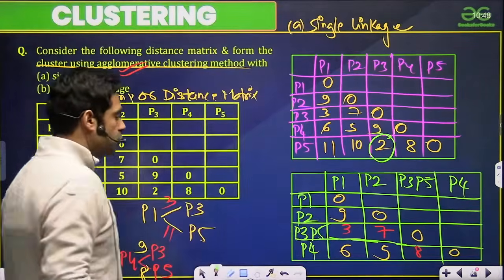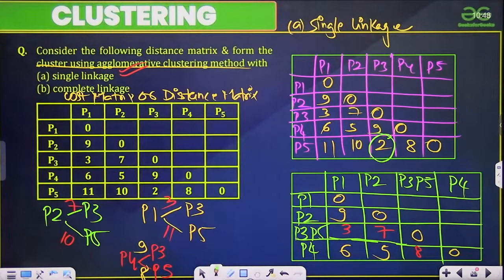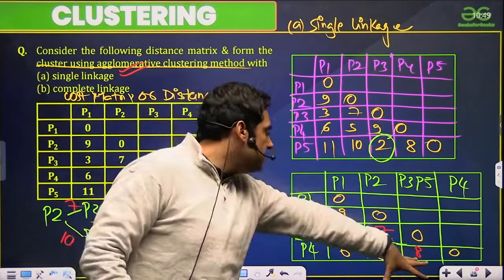ठीक है, P1 P4 भी 6 है ना. So this is the updated iteration. Okay, updated cost matrix where I have clubbed P3 and P5. Acha, अब now what is the next step? I have to select the minimum from here.